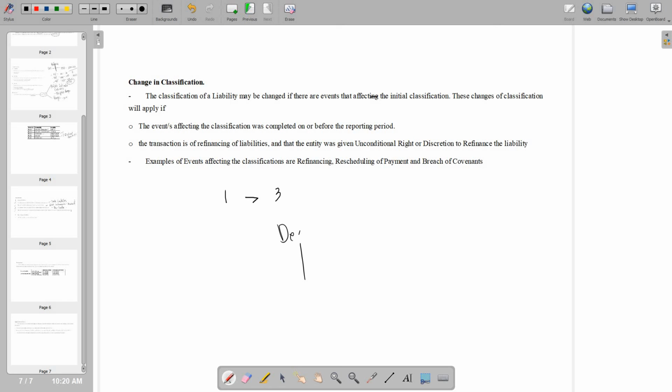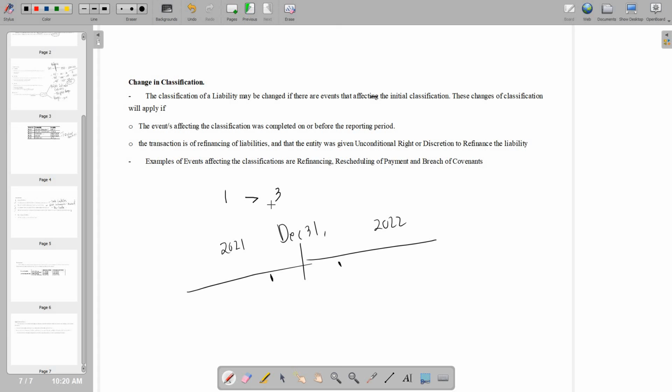So an illustration: from 1 year you are going to extend it to 3 years. So this is December 31. Let's say this is 2021 and this is 2022. If the change applied here, then you change the liability of 2021 from current to non-current. But if the change happened here, you retain the current classification of 2021.